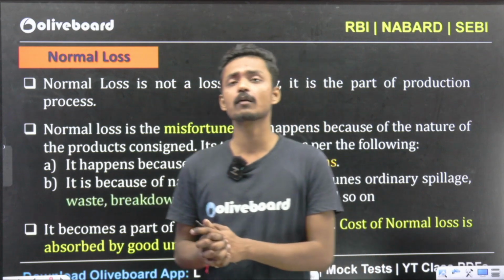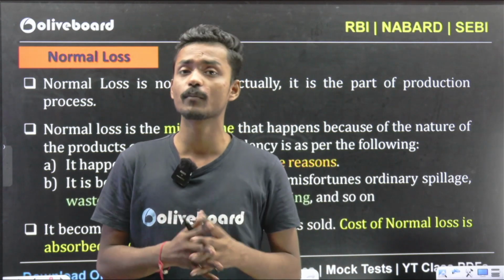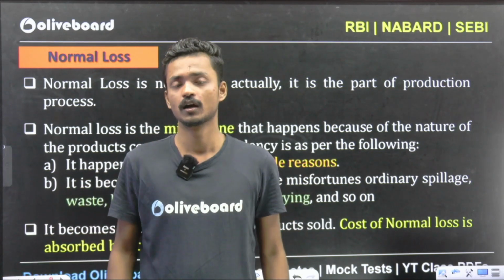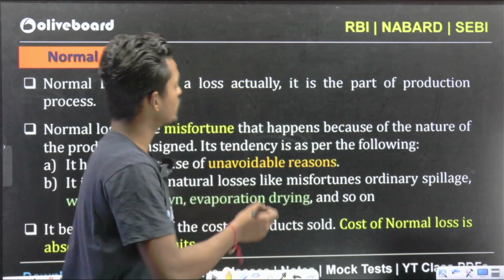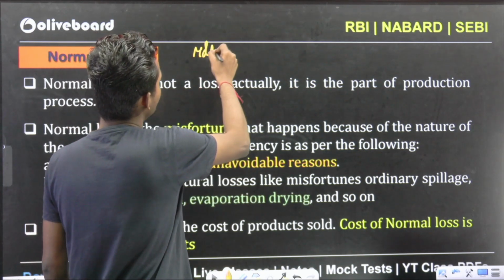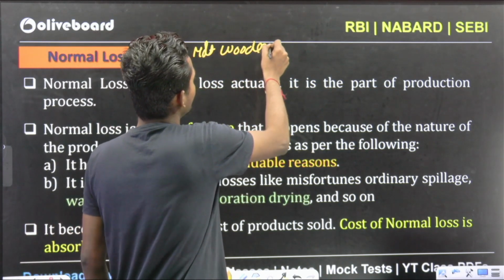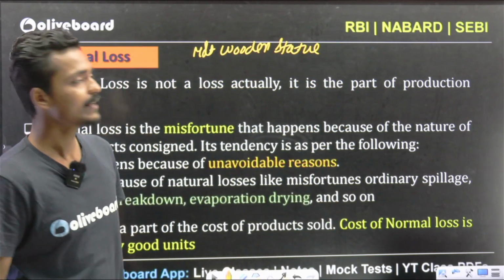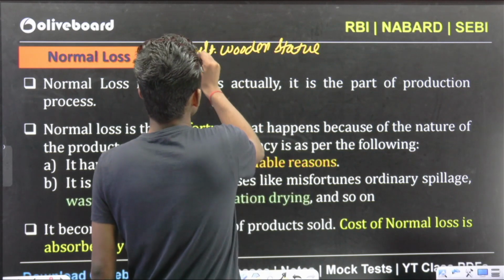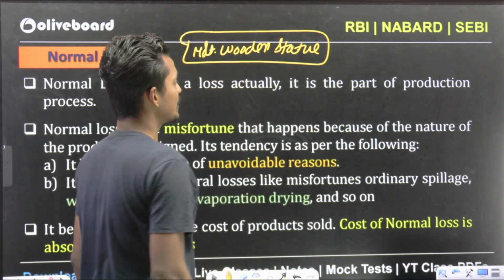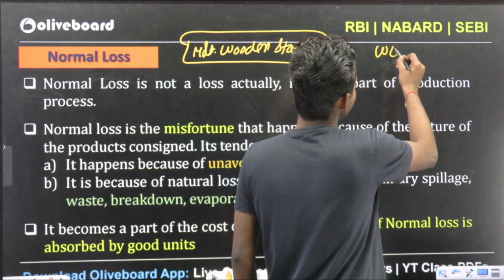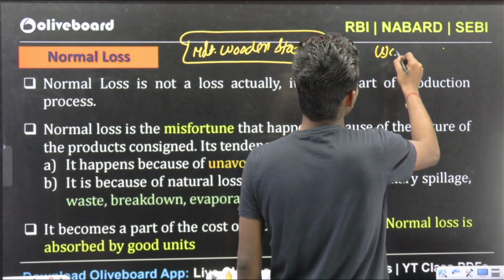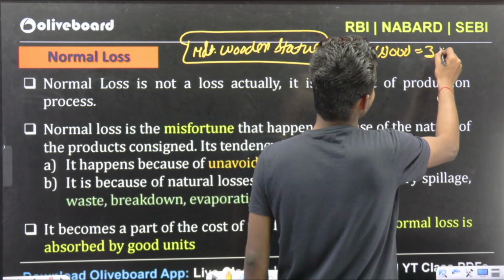When I am talking about normal loss, the normal loss is incurred at the time when we are manufacturing any goods. Like if you want to manufacture, sir, one wooden statue, what do you need first of all? Yes, sir, we need wood. Let's assume for manufacturing this wooden statue, you require 3 kg of wood.